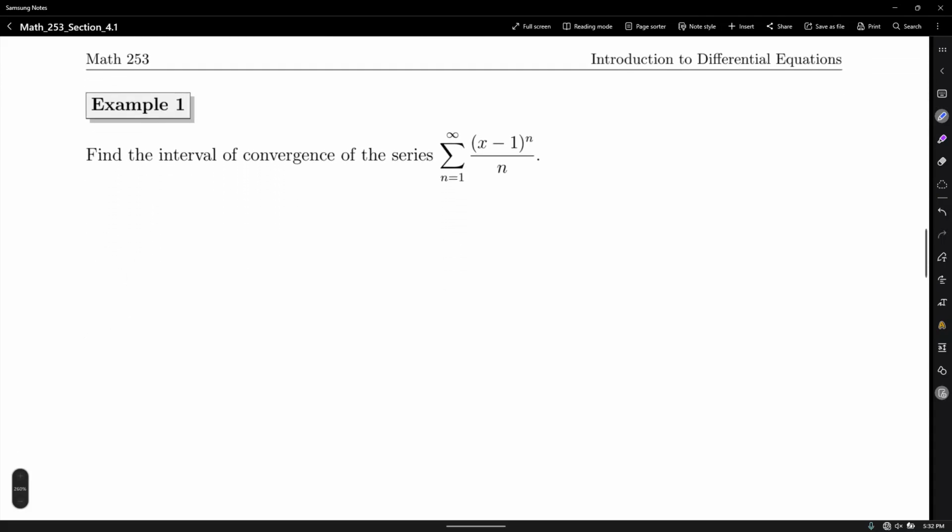So you'll see how this math is going to work. Find the interval of convergence of the series sigma n equals 1 to infinity of (x minus 1) to the n divided by n. This is basically calculus 2 review. So, what do we do?